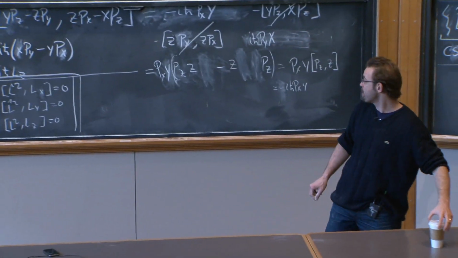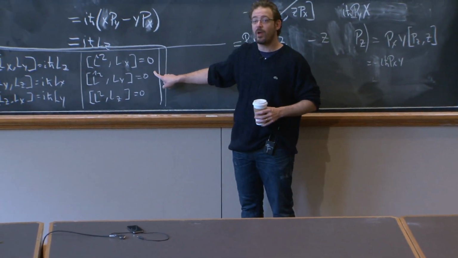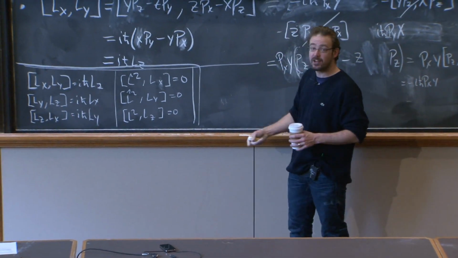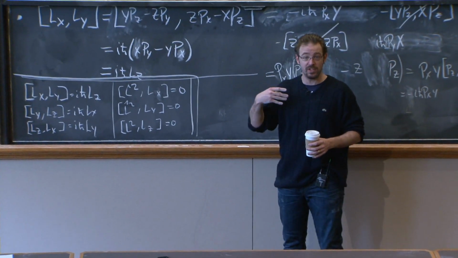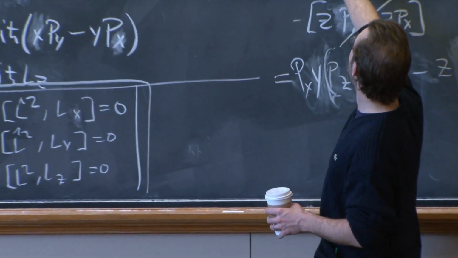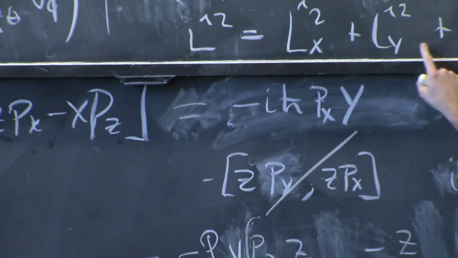Really quick, can you explain how you got that L squared and Lx commute? Yeah, I got it by knowing what you're going to write on your solution set. So this is on your problem set. There are fancy ways of doing it, but the direct way of constructing these commutators is you know what the operators are. You know what L squared is. And you know that L squared is Lx squared plus Ly squared plus Lz squared.